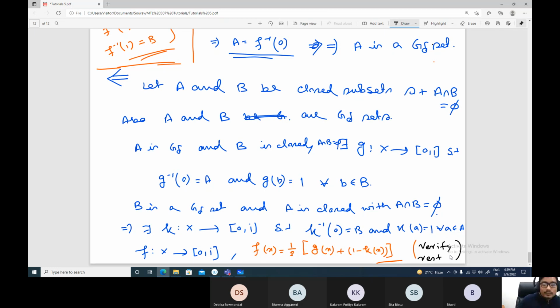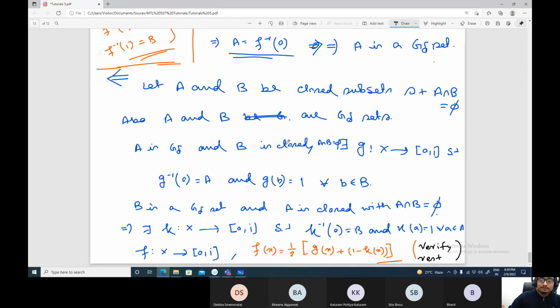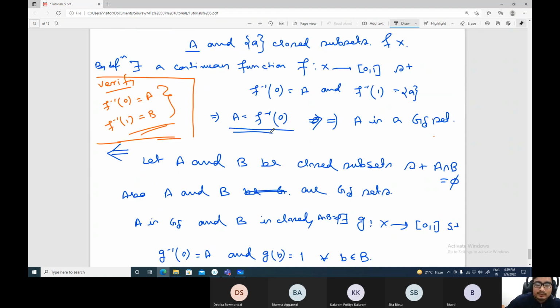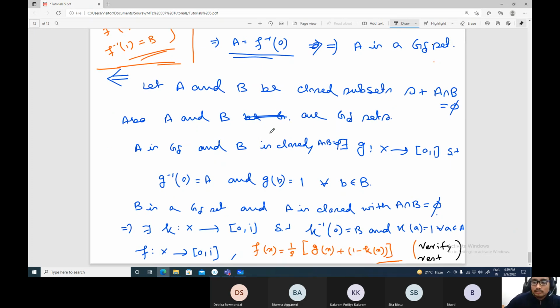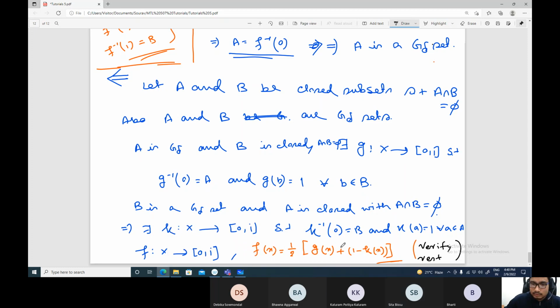Fine. Okay, clear. Now we have got a function, and you can do it easily. Okay, fine. Shall I move to the last problem? Yes, sir.